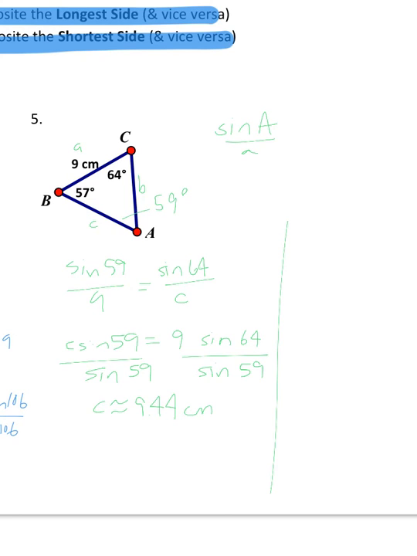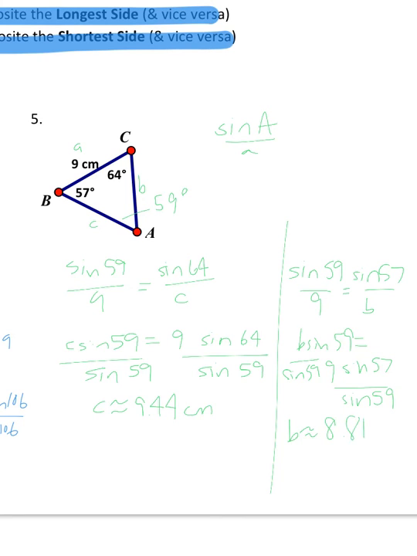And then similarly, you'll solve for b. So sine of 59 over 9 equals sine of 57 over b. b sine 59 equals 9 sine 57. Divide both sides by the sine of 59. And if you plug this into your calculator correctly, you'll get b is about 8.81 centimeters.